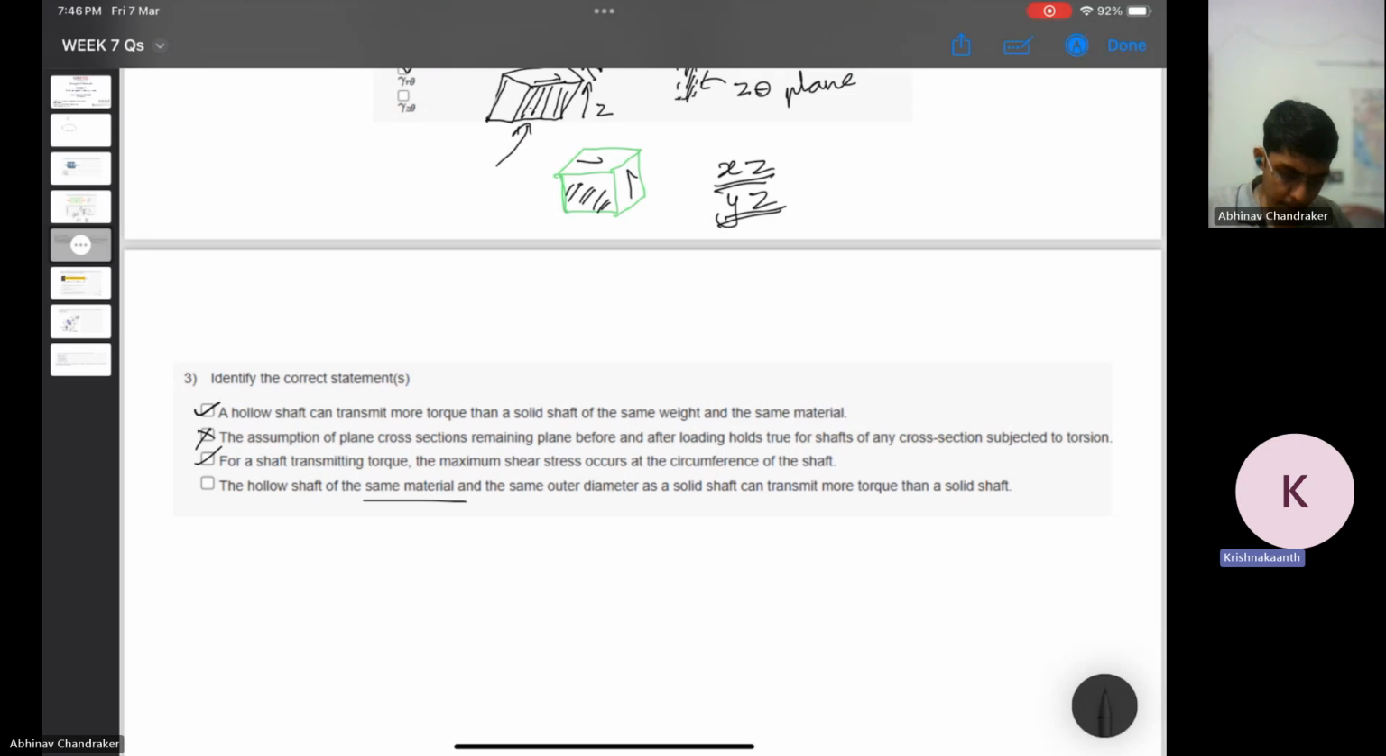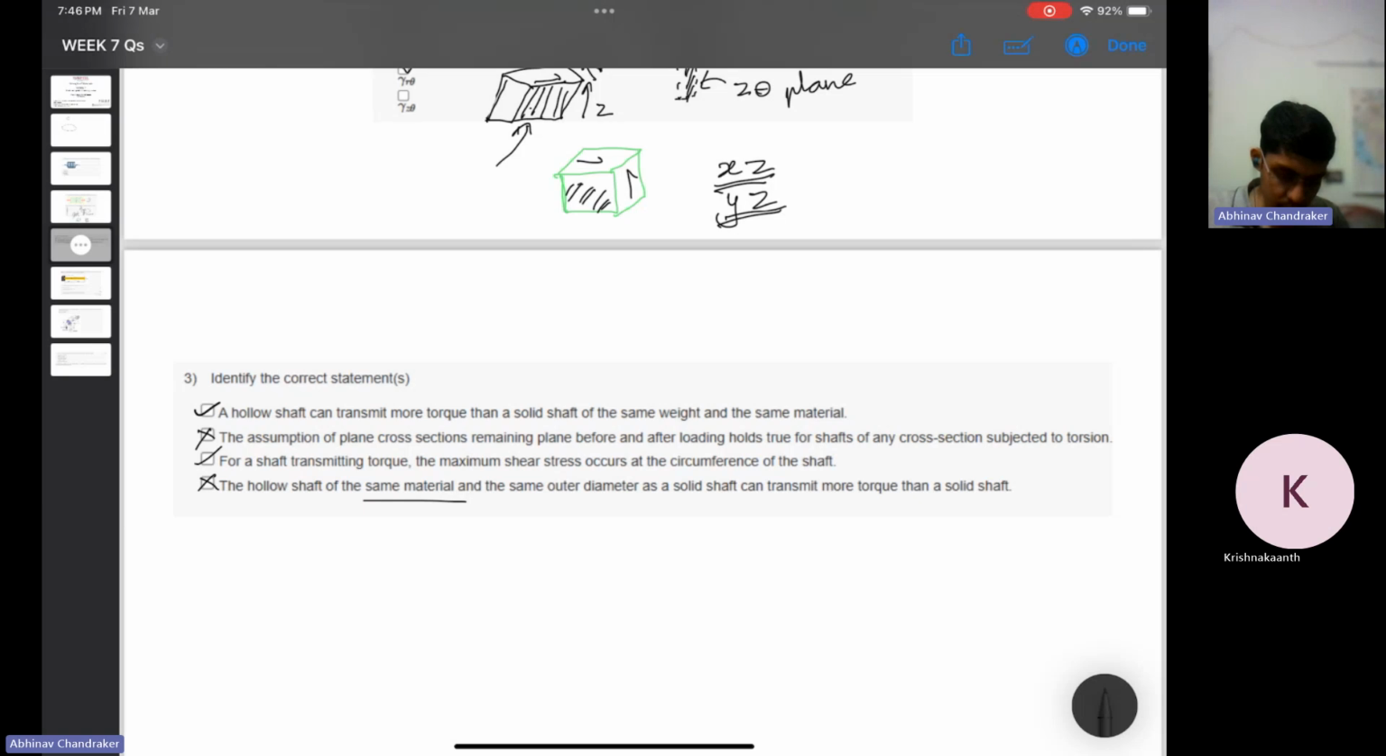The hollow shaft of the same material. Oh my God, I was thinking a little bit wrong. The hollow shaft of the same material and the same outer diameter as a solid shaft can transmit more torque than the solid shaft. No, it cannot.